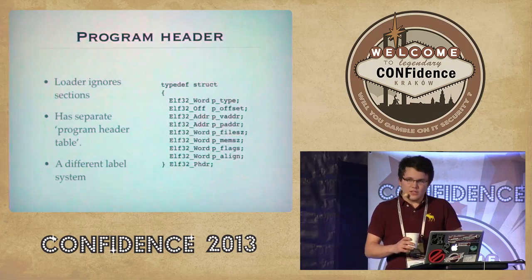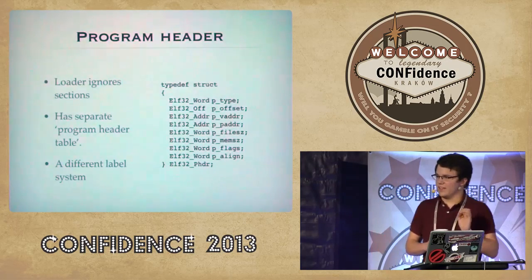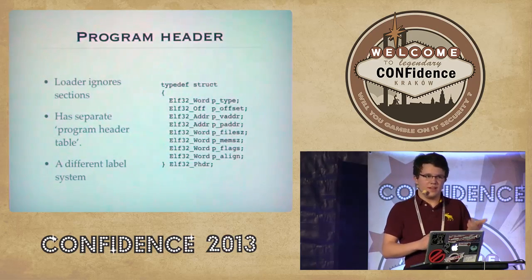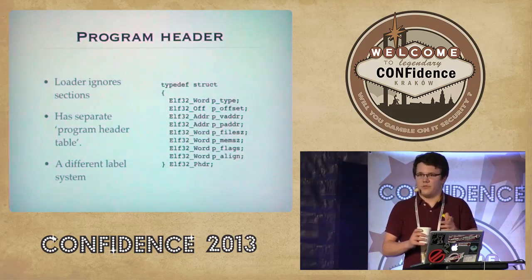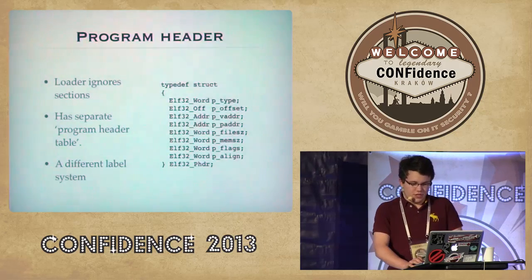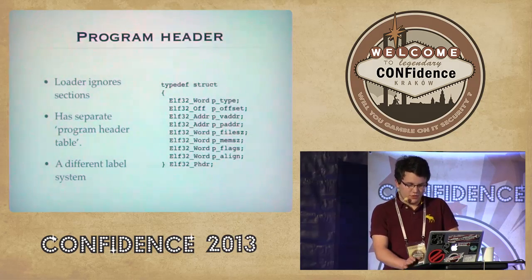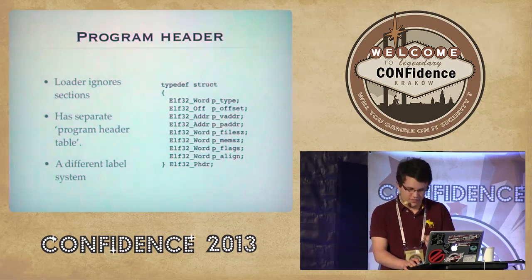And so they decided to go for the good old-fashioned performance hack and add a second table that describes what to actually do at runtime, as opposed to the section header table, which is only used by fancy tools like a debugger that can run slower. This program header table usually has much fewer entries, but basically contains the same information. It says, please map this range of bytes in a file into the following range of virtual addresses.